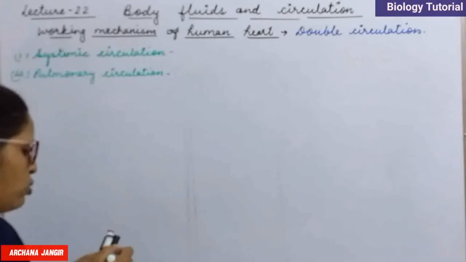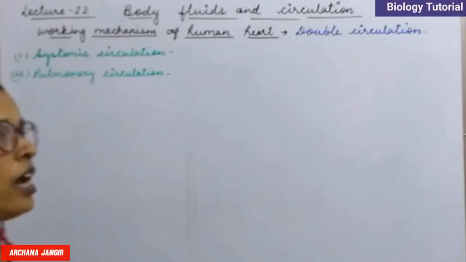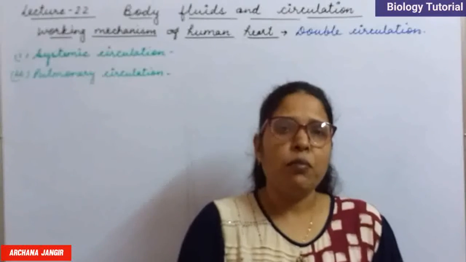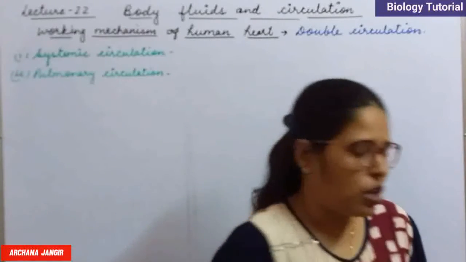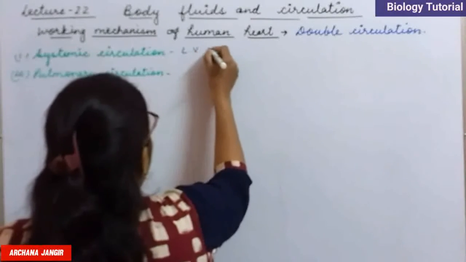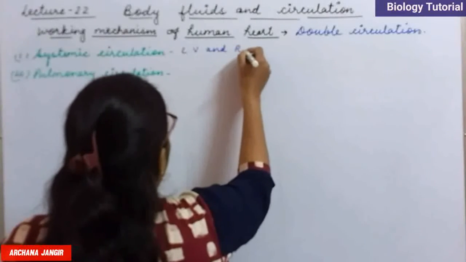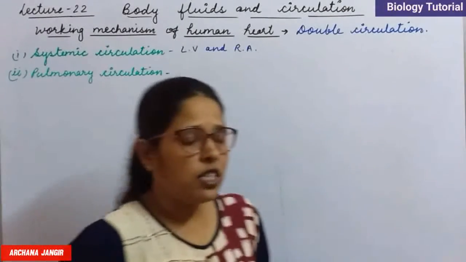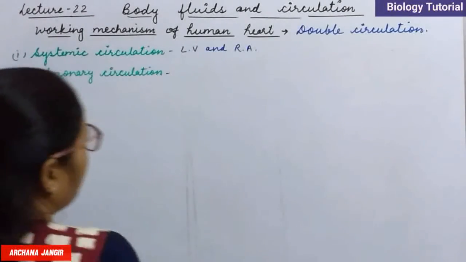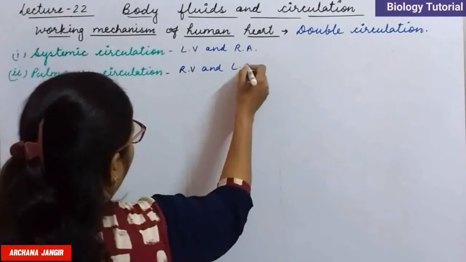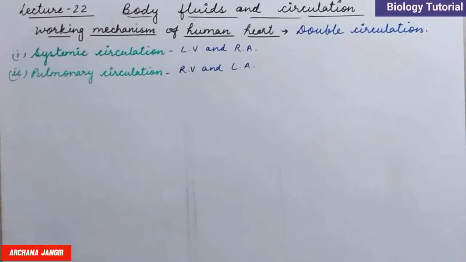2 chambers are associated with systemic circulation and 2 chambers are associated with pulmonary circulation. The chambers associated with systemic circulation are left ventricle and right auricle, and the chambers associated with pulmonary circulation are right ventricle and left auricle. Clear? Now we have to draw the diagram.